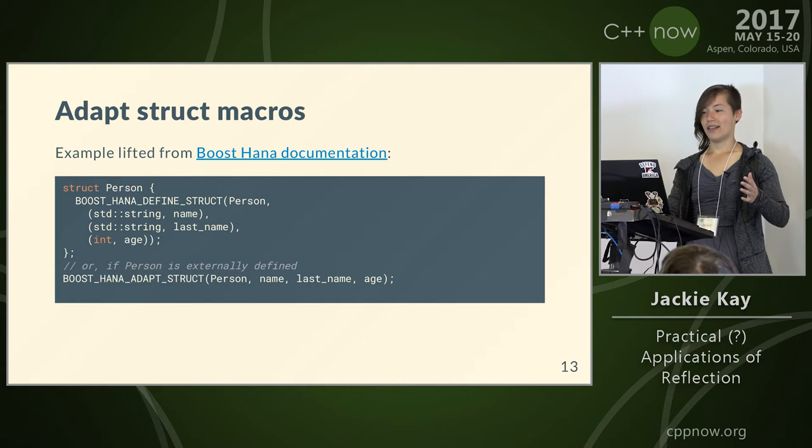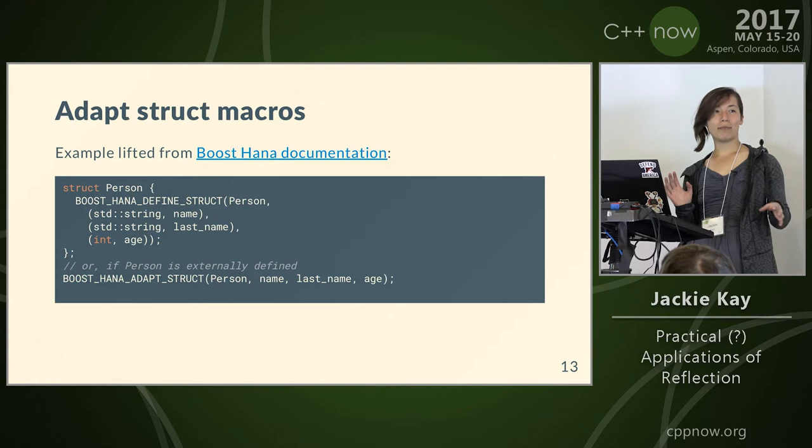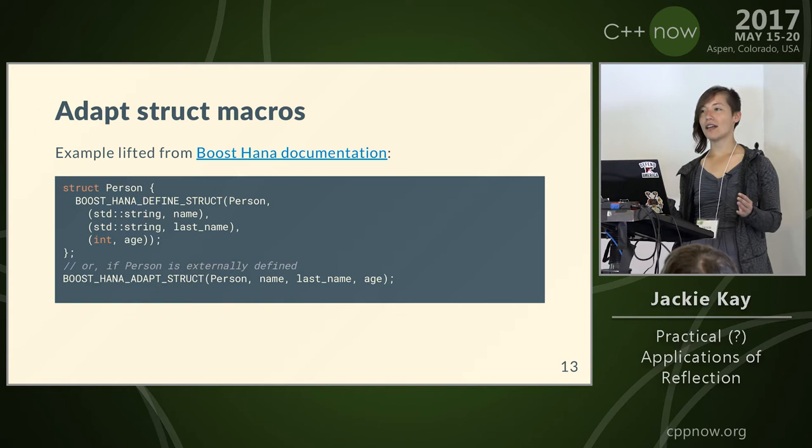Let's say we're sick of all this external tooling stuff. We don't want to add a separate build step. We just want to be able to reflect on our members in C++ code. So you can use a macro. There's an implementation in Boost Fusion.